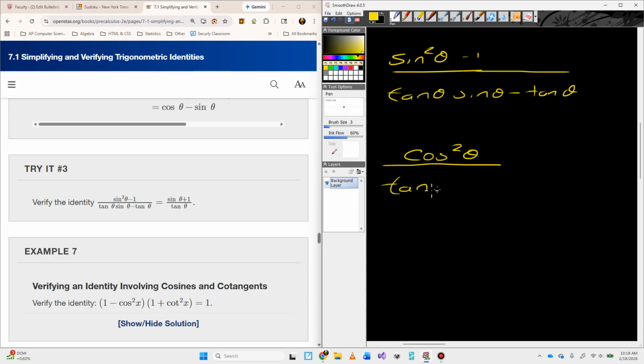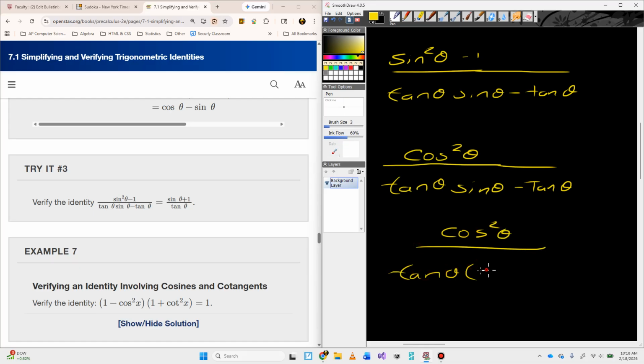So now I'm going to rewrite this as tan theta, sine theta, minus tan theta. I now need to figure out where I need to go next from here. And I'm noticing a couple of things. One thing I could do is I could take tan out of this. I'm not quite too sure if that's going to get me anywhere, but I could factor out tan. And that's what I'm going to do.